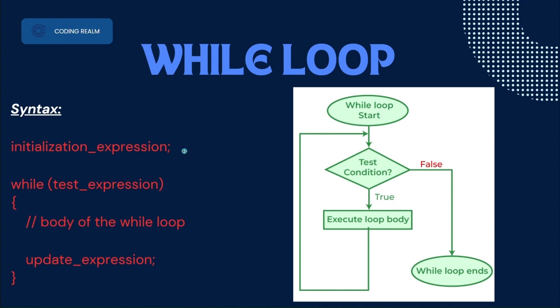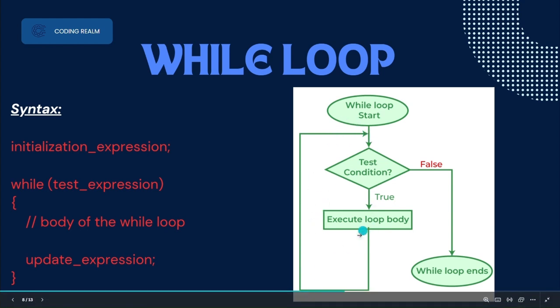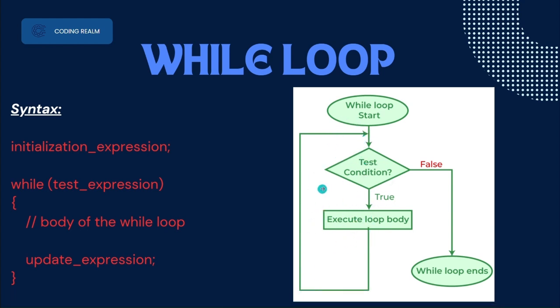We start with the initialization expression, for example, int i = 0, while i <= 10, the body of the loop, and finally i++ or i--. This is the flow chart of the while loop. Here we start the loop. We have the test condition. If the test is false, the while loop ends. If the test is true, the body is executed, and we repeat the loop until the condition ends.